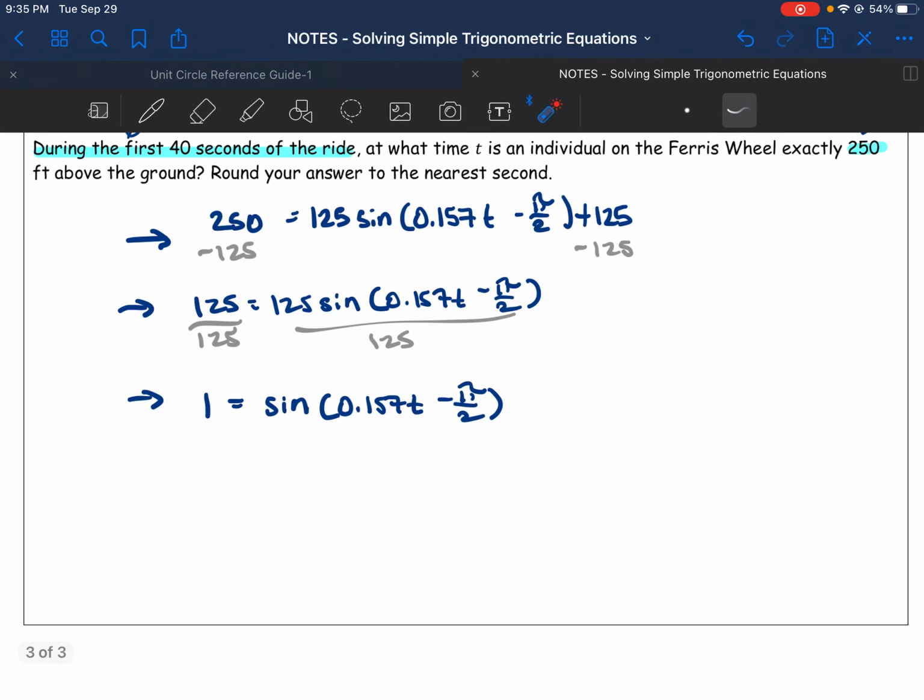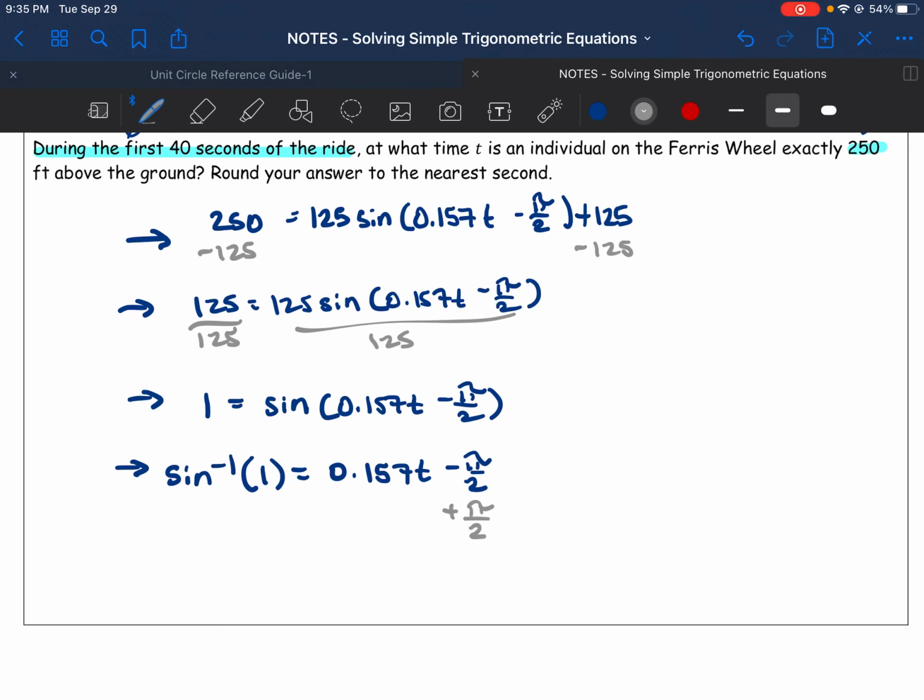In order to get inside the parentheses here, we need to get rid of sine. So we're going to have to take the inverse sine of both sides. So the inverse sine of both sides, we get inverse sine of 1. But when we take the inverse sine of the right side, the sine will cancel with the inverse sine, and we just get 0.157t minus pi over 2. And now we can continue solving for t. Let's go ahead and add pi over 2 to both sides.